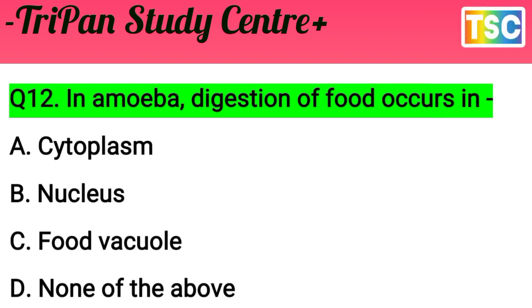Question here. In an amoeba, digestion of food occurs in: A. Cytoplasm, B. Nucleus, C. Food vacuole, D. None of the above. The question is very interesting. You know that in an amoeba, the food is digested in the food vacuole with the help of enzymes. So the answer here is C, food vacuole.